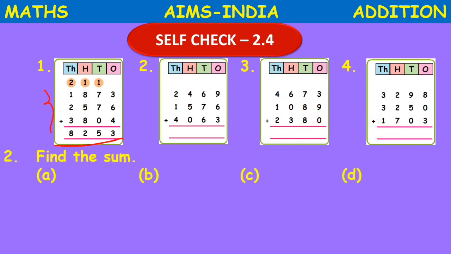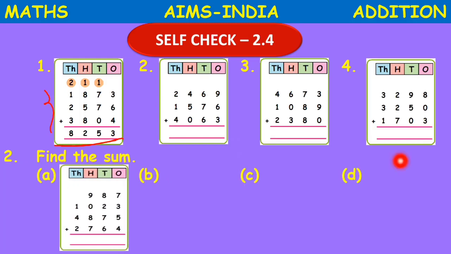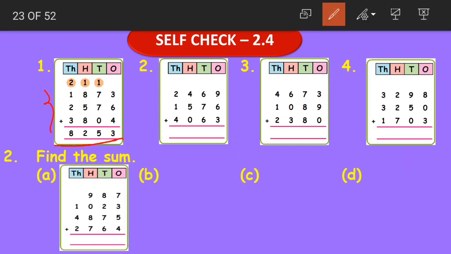And in question number 2 we have A, B, C, D. I'll do question A for you and you have to solve B, C and D at home. Coming to the ones place, 7 plus 3 becomes 10. 10 plus 5 becomes 15. 15 plus 4 becomes 19. So 1 gets carried.